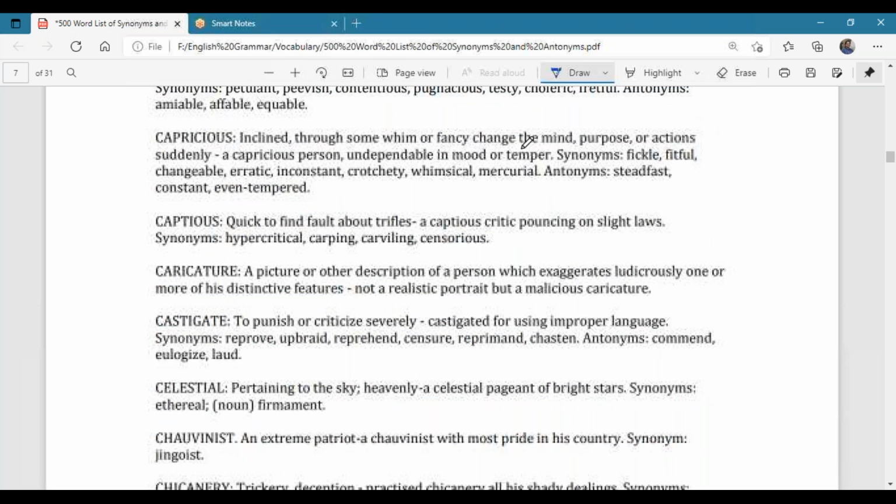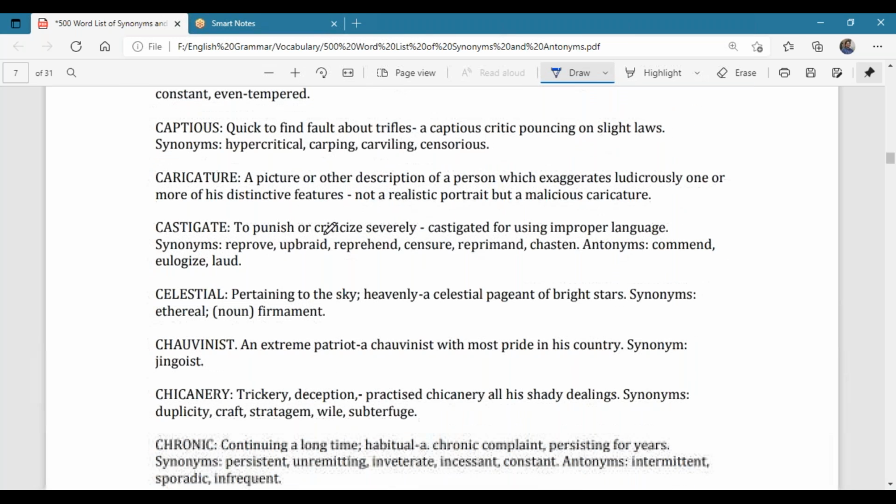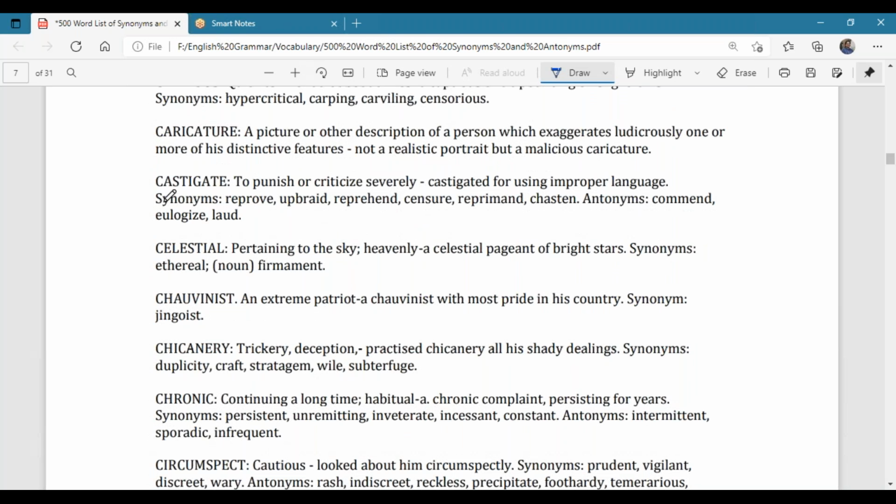Other words you can just read and understand: capricious, inclined through some whim or fancy, to change the mind, purpose, or action suddenly. So that's also an adjective. Caricature, you all know about caricature. This is a useful word. Castigate in the sense to punish or criticize severely. Okay, castigate, castigated. Commend.